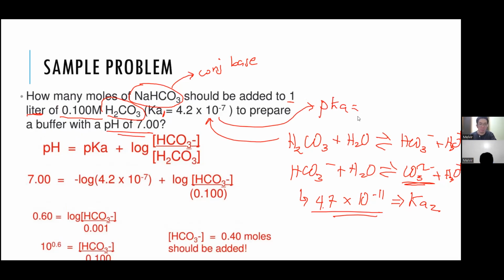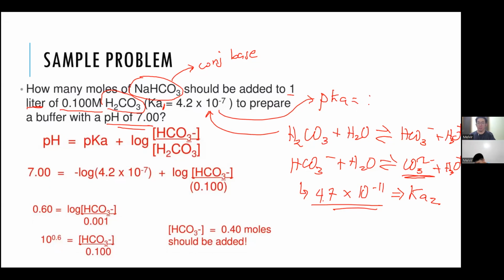Negative log of 4.3 times 10 to the negative 7. About 6.37. Correct. So 6.37, and your target pH is 7, so we can clearly see that the buffer range is from 5.37 to 7.37. So we can still use carbonic acid and sodium bicarbonate to form a buffer with a target pH of 7.